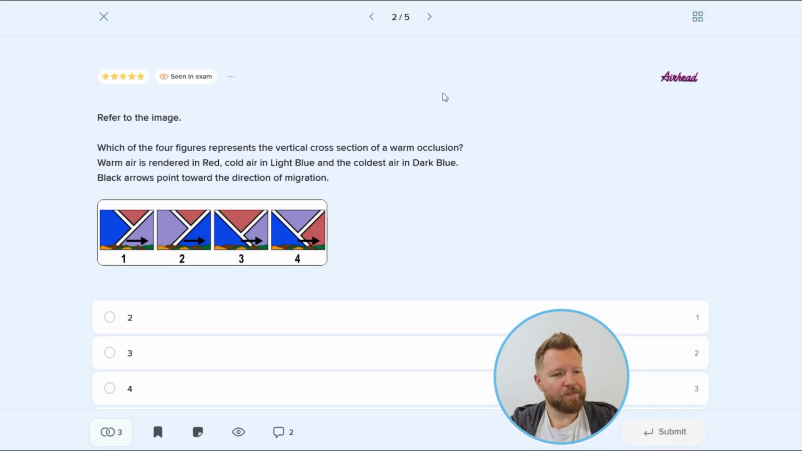Question number 2. Which of the 4 figures represents the vertical cross-section of a warm occlusion? Warm air is rendered in red, cold air in light blue, and the coldest air in dark blue. Black arrows point toward the direction of migration.